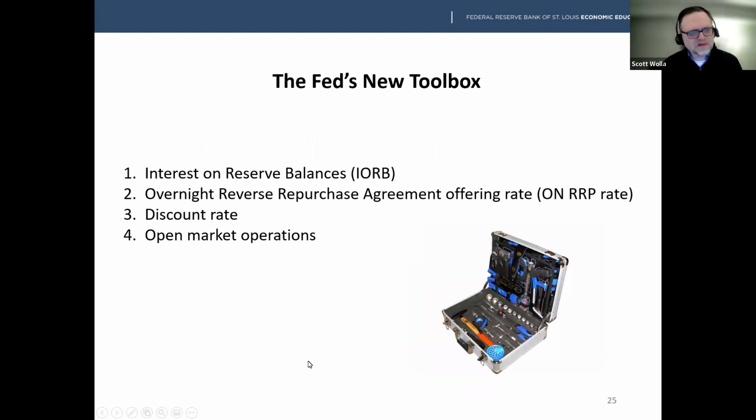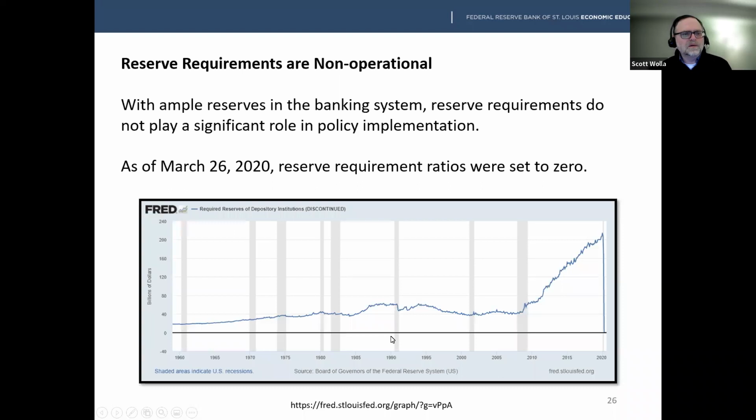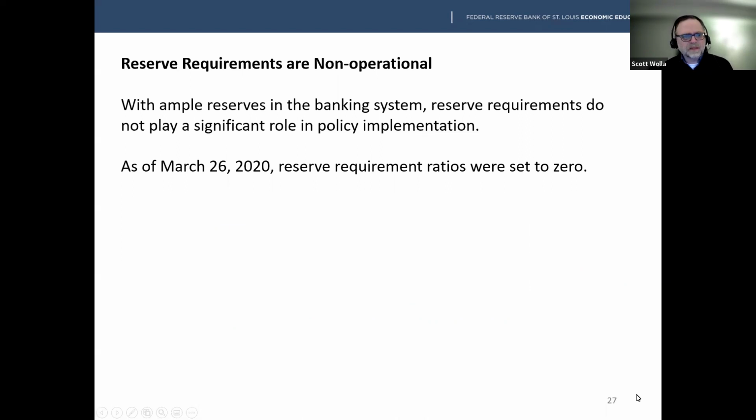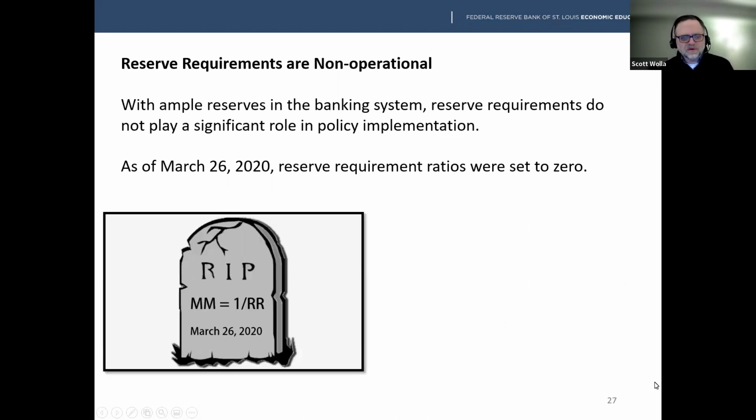So this is the Fed's new toolbox: interest on reserve balances, the overnight reverse repurchase agreement offering rate, the discount rate, and open market operations. You'll notice that I didn't include reserve requirements. In March of 2020, the Fed announced that reserve requirements were being set to 0, which means that the Fed basically got rid of reserve requirements. As a result, reserve requirements were dropped as an active tool in monetary policy. So the way we think of it, rest in peace, money multiplier, March 26, 2020.